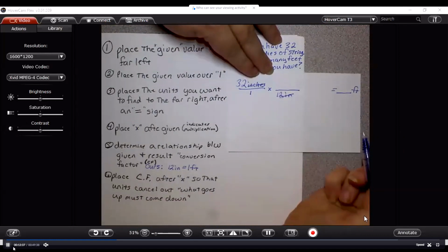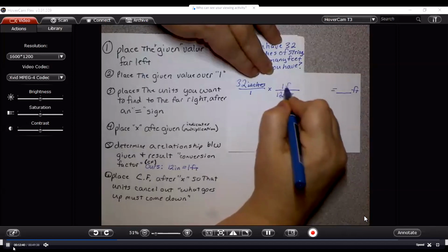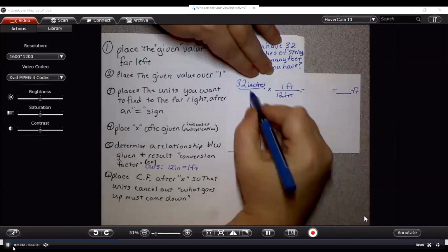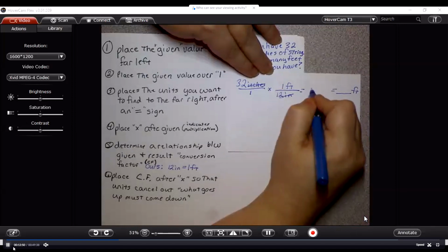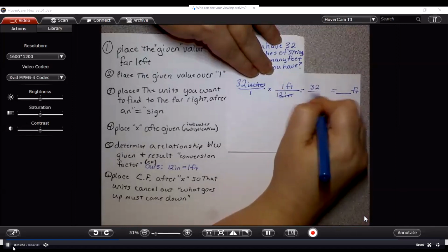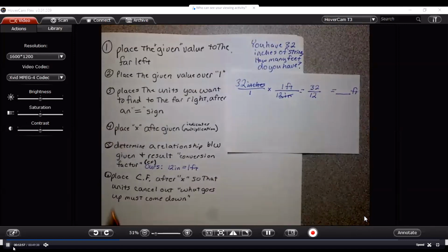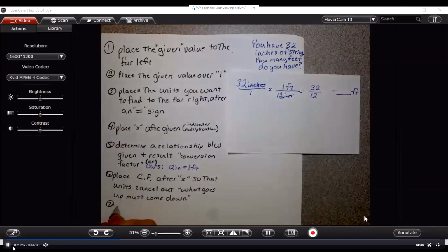So here we have inches on top and bottom. We're going to cancel out. Our 1 foot goes on top. We have the units we're trying to get to, so we are actually finished finding conversion factors on this one. We're going to place our equal sign and do the math. 32 times 1 is 32. 1 times 12 is 12. And now we're just going to divide that out to get our answer.